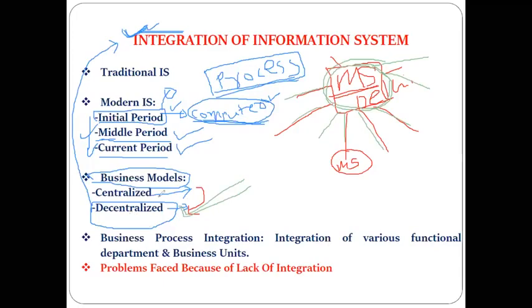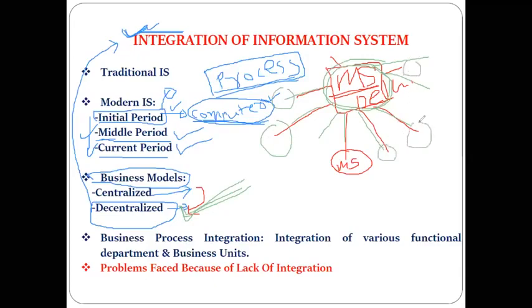Okay. But what we discussed yesterday, what is the advantage of the decentralized business model? Yesterday we discussed, you can utilize the local labor, you can utilize the local raw material, etc. But what was the disadvantage of the decentralized model? I told you yesterday. What was the disadvantage of the decentralized business model? There is no link, no communication link.